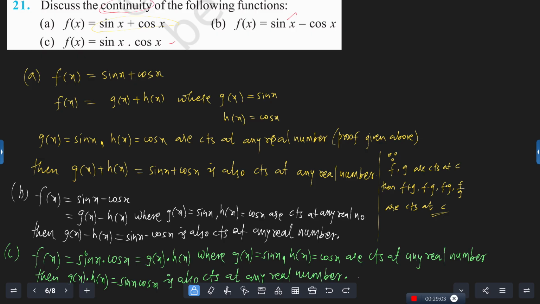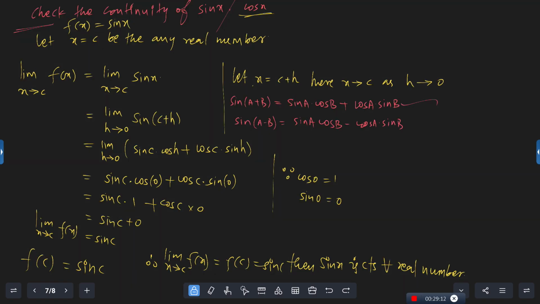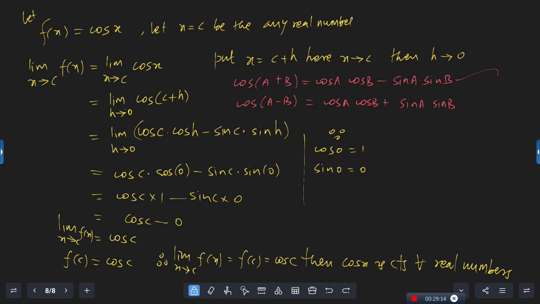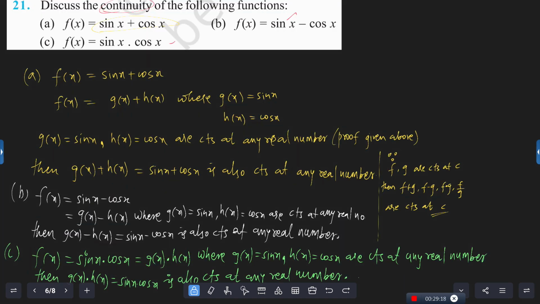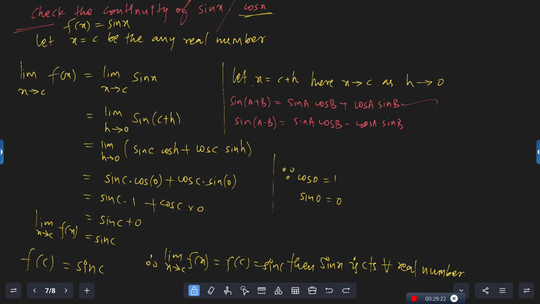Have you understood, children? See this, all the three proofs. Before you write this, what do you want to write? On the next 2 pages, the sin proof and the cos proof you must write. Next only you come to the 21st question. Understand? Very important. Next we are moving to the question number.